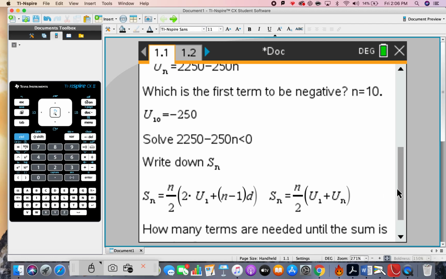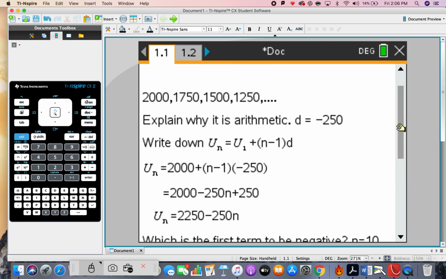Now let's have a look at what we have got. We've got u1, which is this. We've got d.